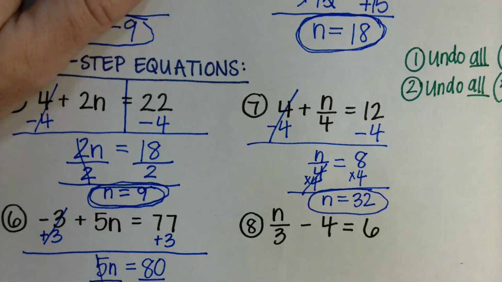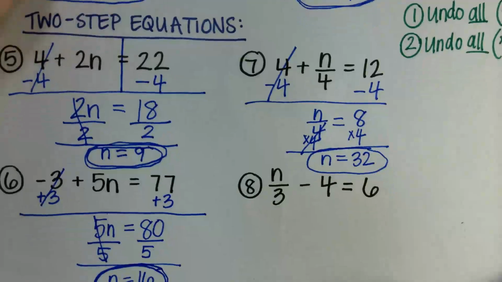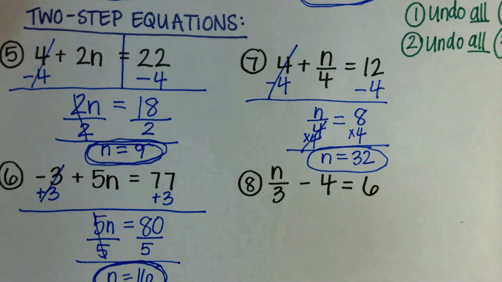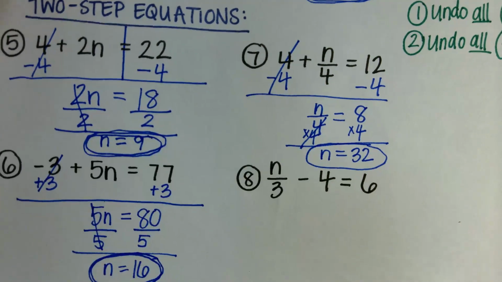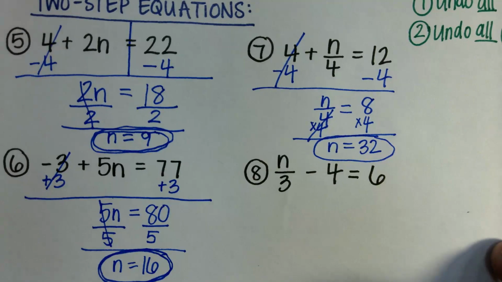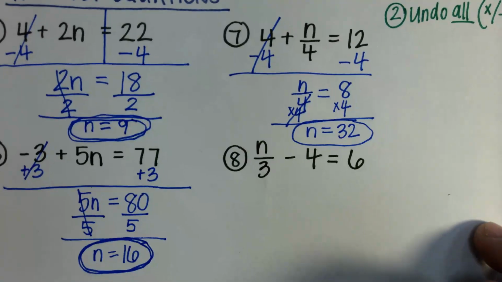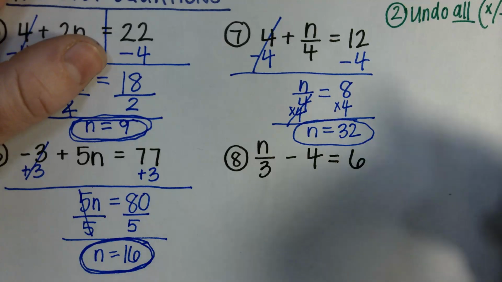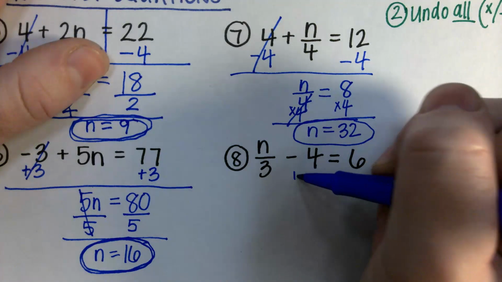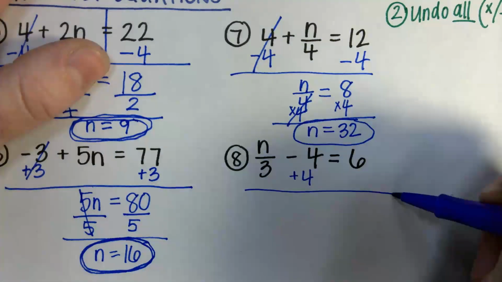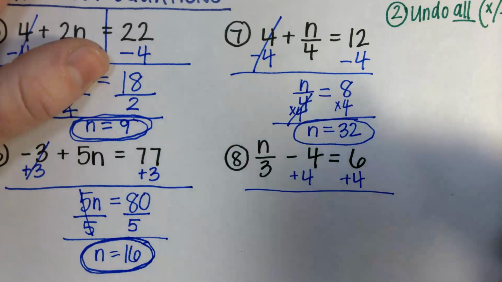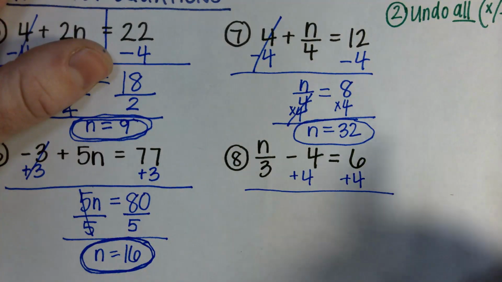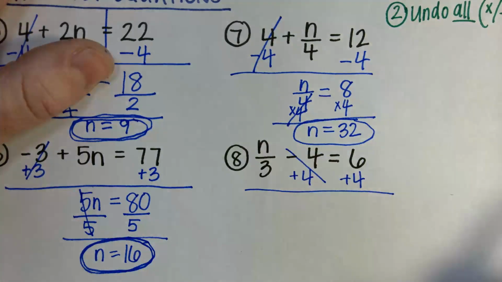Yeah, we're already more than halfway done. That's great. Okay, any questions about number 7? Okay, let's try number 8 then. I've got n over 3 minus 4 equals 6. What should I do? Plus 4. Perfect. What happens next? Absolutely, my 4's cancel.